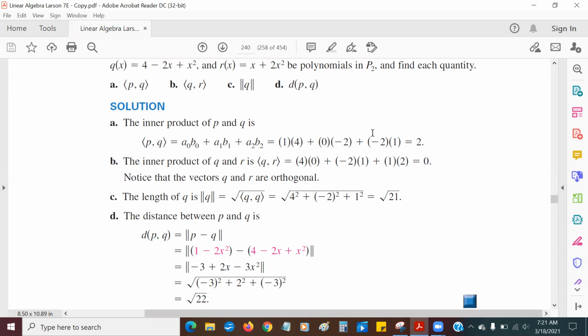So we're all good. And the length of Q, well, that's going to be the square root of the product of Q with itself. So Q with itself is basically going to be 4 squared plus -2 squared plus 1 squared, which is 16 plus 4 plus 1, which is 21, square root of 21. So the length of Q, whatever that means, Q is a polynomial. What does that even mean? But we're defining it. That's why it gets a little abstract. If you try to think what does length mean, you may drive yourself crazy, but this is the abstractness.